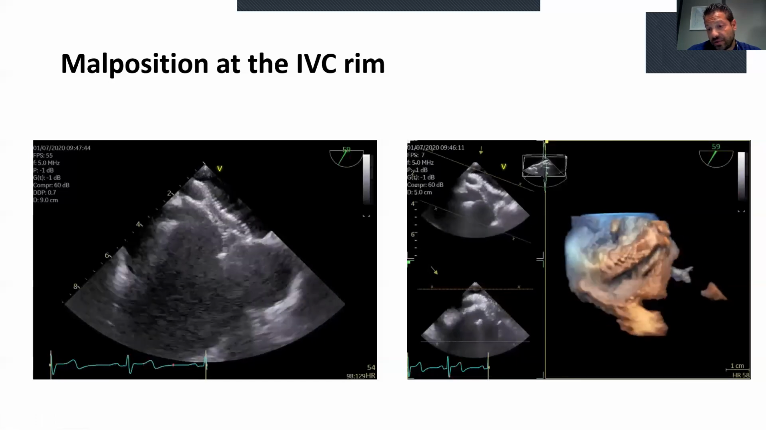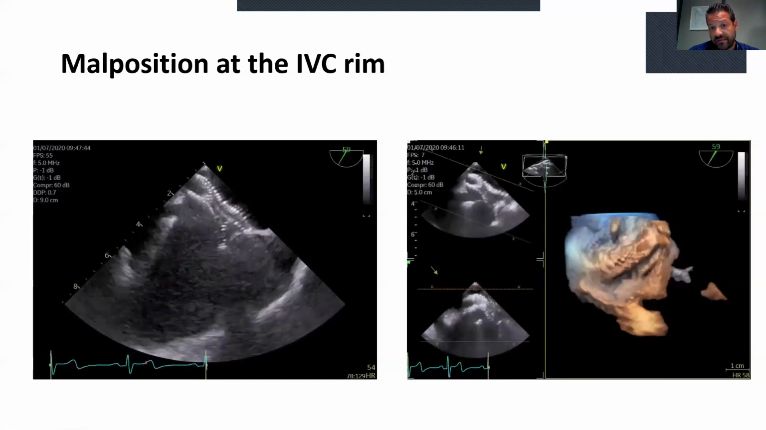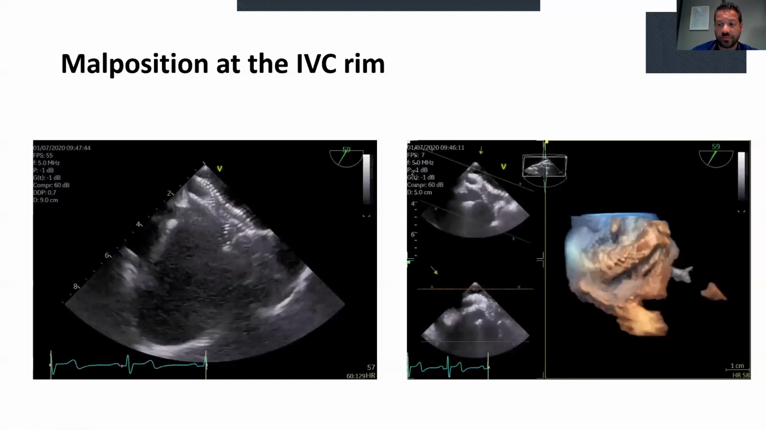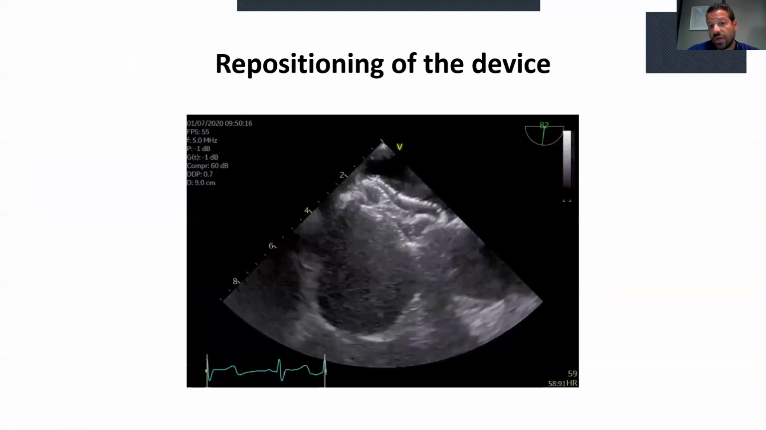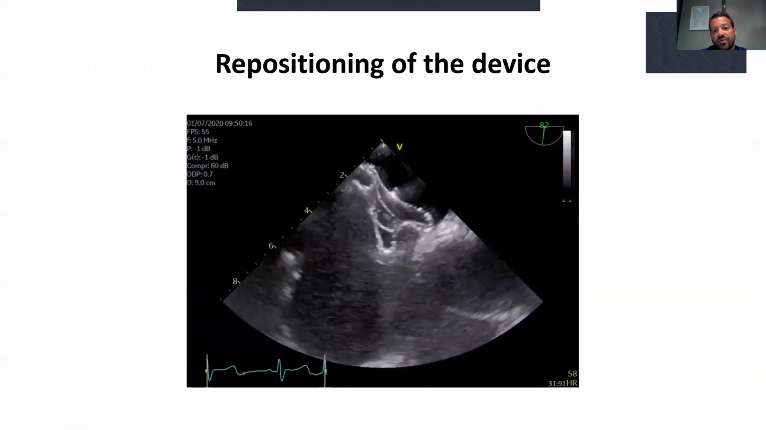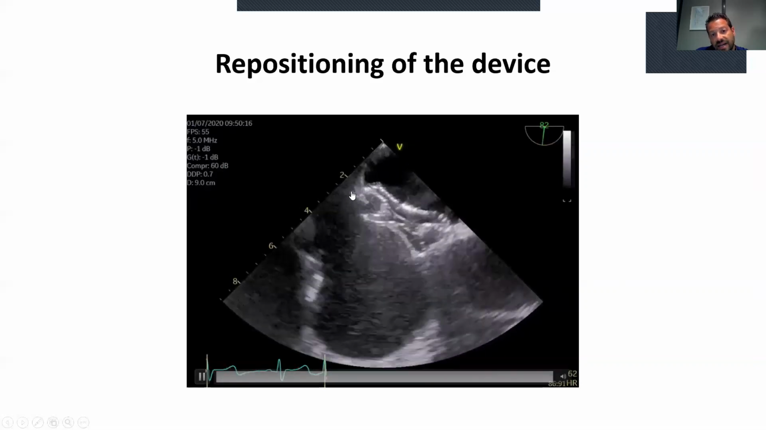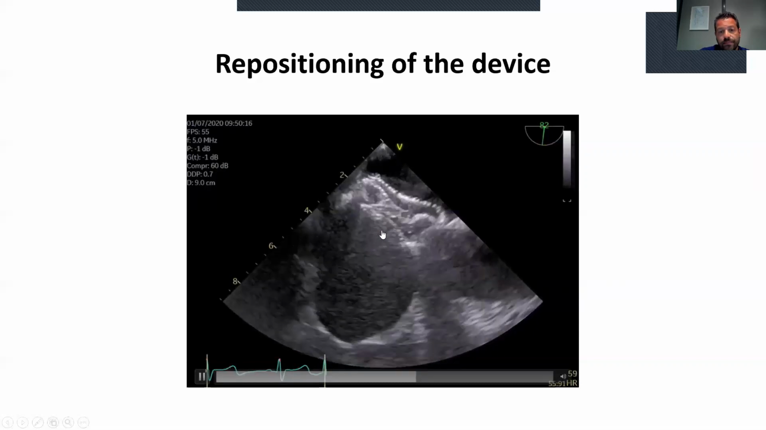From the imaging side of view, we said that we don't feel safe to release this device because it might be embolized into the left atrium. So we advised the interventionist to reposition the device. And as he did, you can see this view with the repositioning of the device. The right atrial disc goes below the posterior rim.